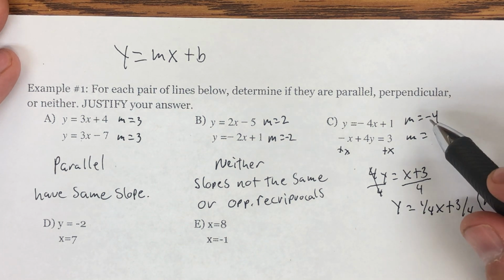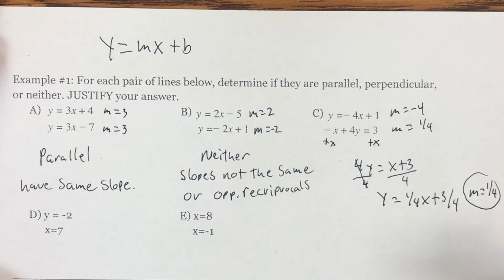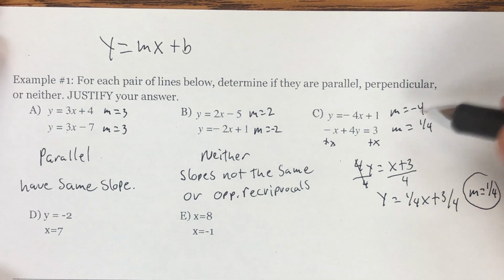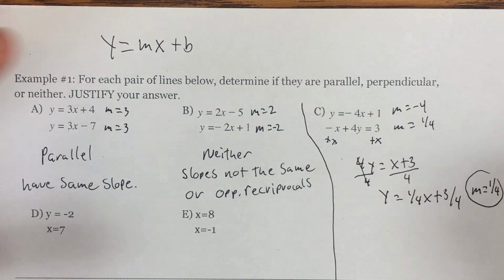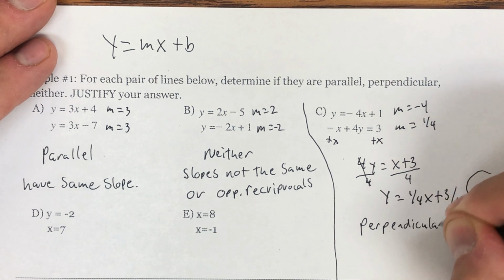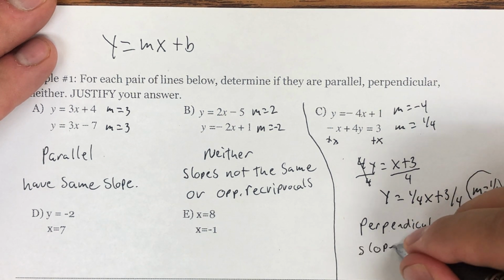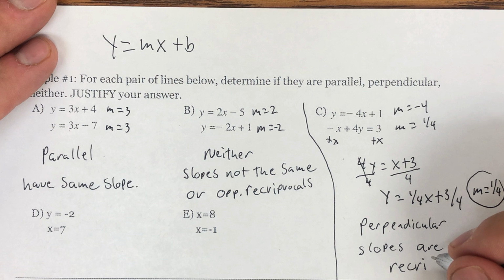So I have a slope of -4 and I have a slope of 1/4. Since the slope is 1/4, that is the reciprocal of 4. One is positive, the other is negative. So these are opposite reciprocals. So for letter C, they are perpendicular. Slopes are opposite reciprocals. And we got it. All right, next one.